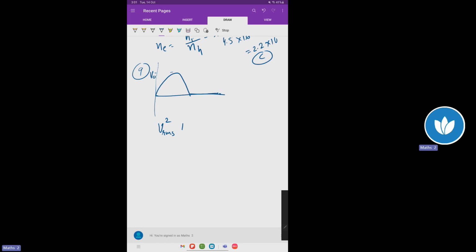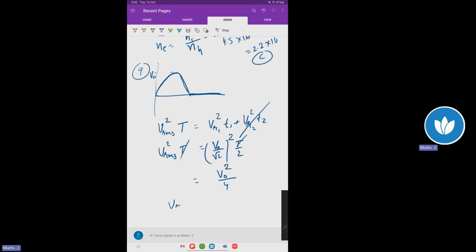Vrms square into total time T is equal to Vrms1 square into T1 plus Vrms2 square into T2. This time there is no voltage or no current in the second half, so this will be 0. And the RMS value of the first half is V naught by root 2, square, and time is T by 2. This is Vrms. So Vrms is V naught by 2. Option B.